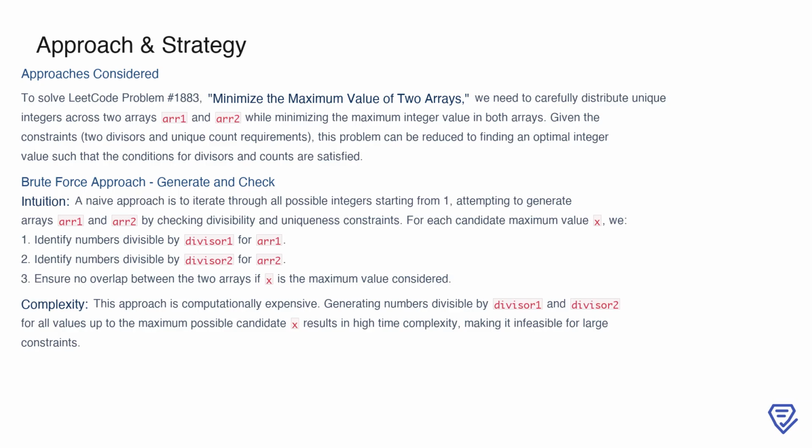While this approach is intuitive, its major drawback is its inefficiency. For larger constraints, the sheer number of iterations and the need to generate numbers repeatedly for each candidate make this method computationally prohibitive. It's clear that we need a more optimized approach to solve the problem within reasonable time limits.